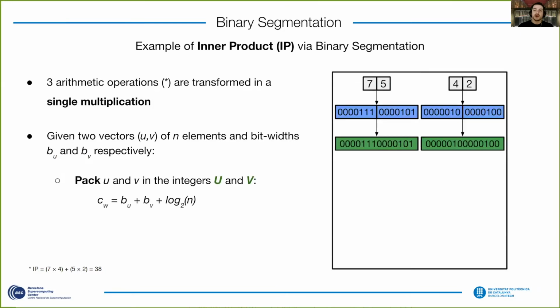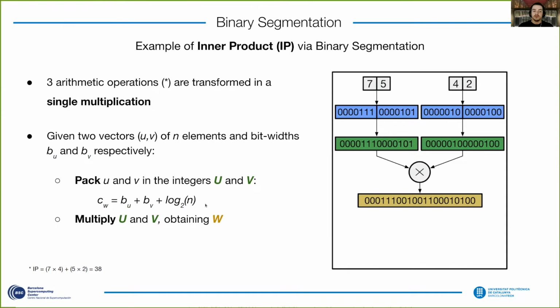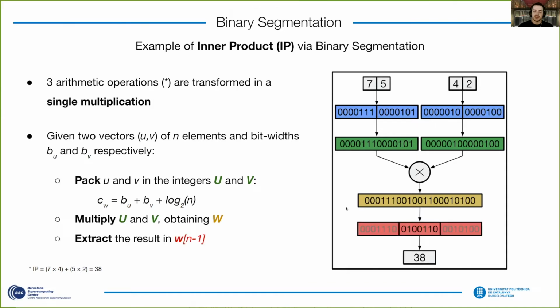The first step requires to cluster all the elements of the vector in a single variable. You can see these variables depicted in green here, called U and V, built by following a clustering width which is specified by this formula. Then you have to multiply these 2 variables, and as a third step, you have to extract a specific slice of the result of the multiplication to obtain the final inner product. As you can see in this example, we just used a single multiplication in order to compute the inner product between these 2 vectors, thus saving 3x the arithmetic complexity with respect to the standard method.